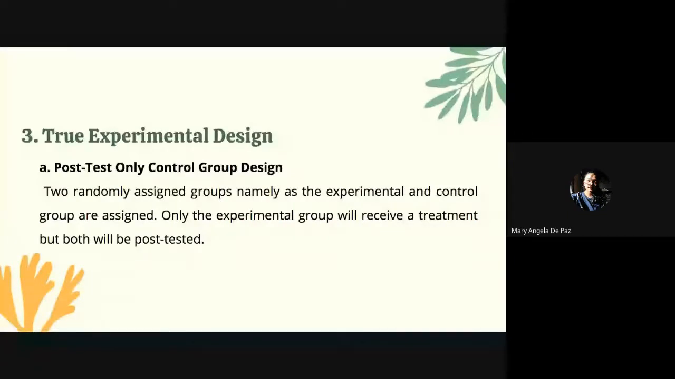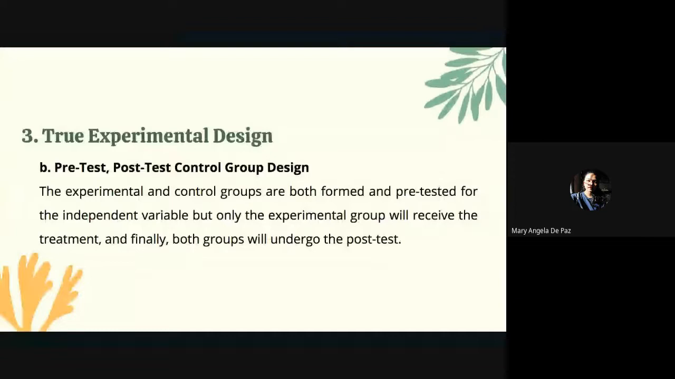Okay, for the next one, we have pre-test, post-test control group design. So experimental and control groups are both formed and pre-tested for the independent variable, but only the experimental group will receive the treatment. And finally, both groups will undergo post-test. So post-tests are carried out to measure the effects of the independent variable on the dependent one.